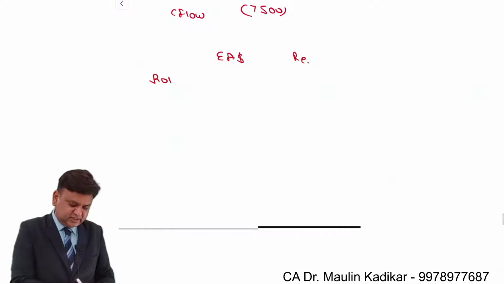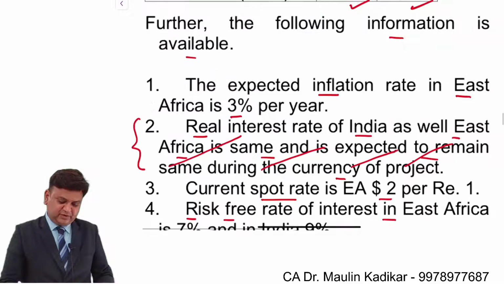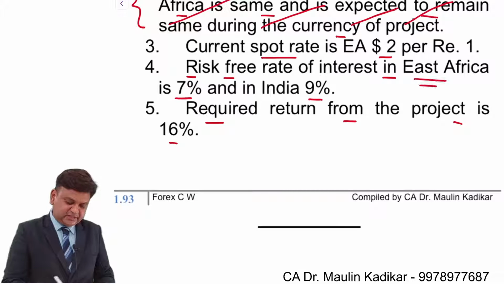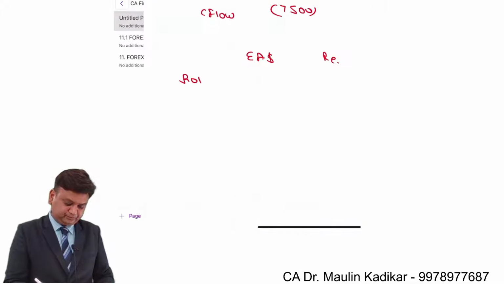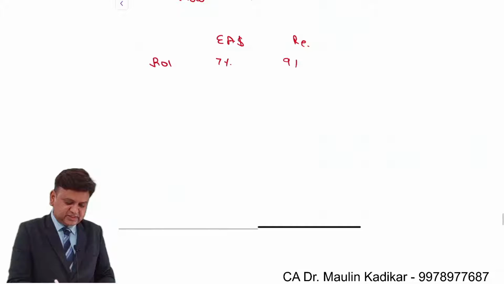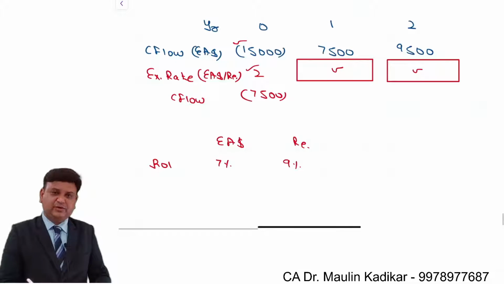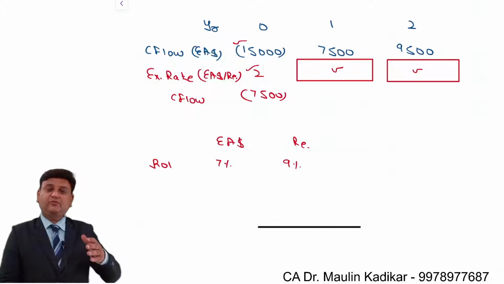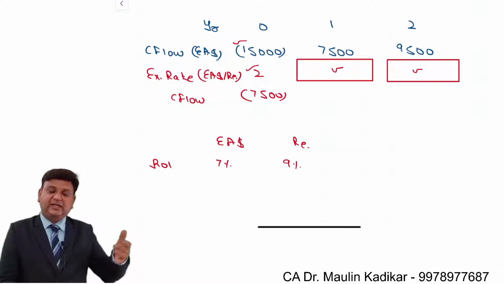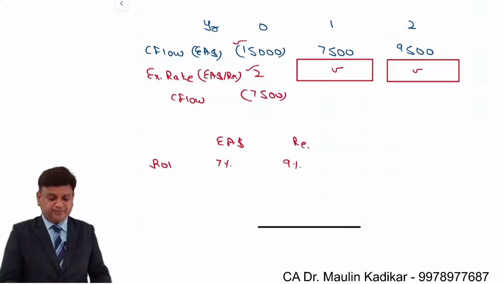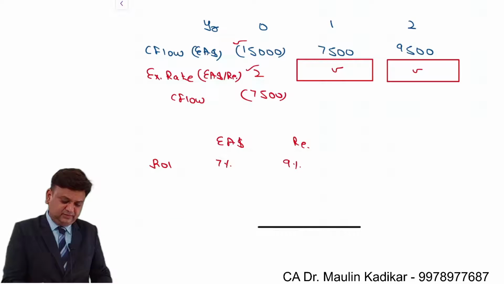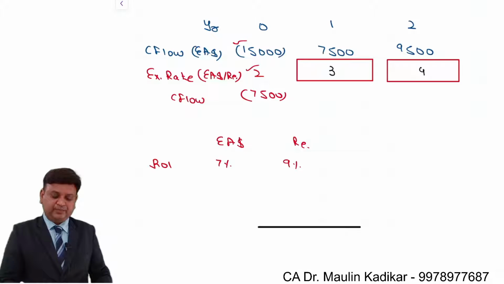As far as the rate of interest is concerned, you have been provided with the information about the rate of interest. In East African dollar, it is 7%. And for India, it is 9%. Using the rate of interest and spot exchange rate information, we can compute what would be the exchange rate likely to prevail at the end of the first year, at the end of the second year. Using that exchange rate, just for example, I'm assuming values. Suppose it is 3 and this is 4. We'll make the calculation of the cash flows in rupee terms.